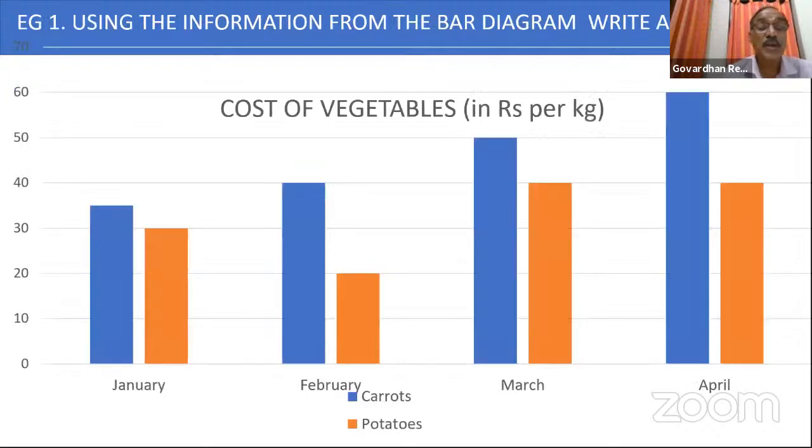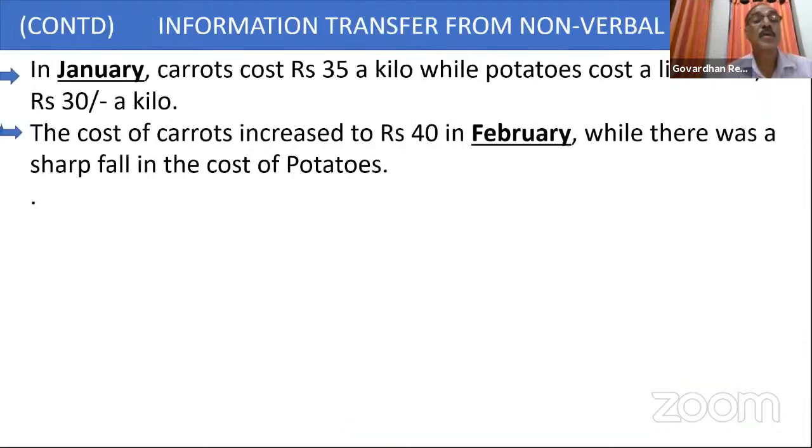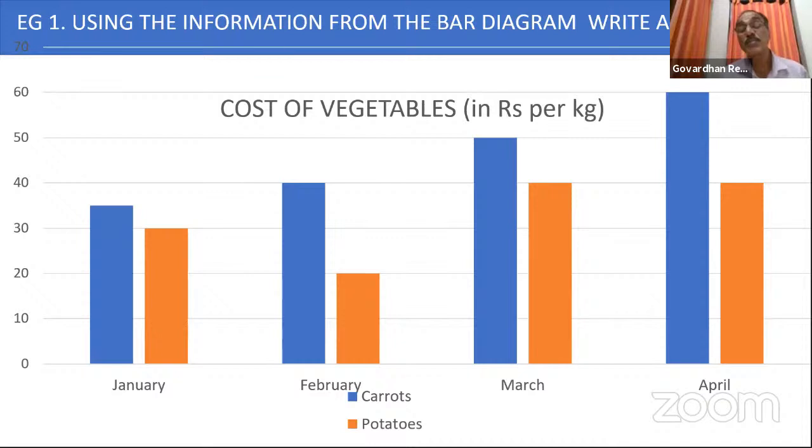Now coming to the bar graph again, see the month of February. In February, you can find that the cost of carrots has shot up to 40. From 35, it has become 40. Likewise, the cost of potatoes has decreased from 30 to 20. On that, you can write one line: the cost of carrots increased to 40 in February, while there was a sharp fall in the cost of potatoes. Now coming to the third month, March. In March, the cost of carrots has still risen to 50 rupees per kg, while the cost of potatoes has also increased from 20 to 40 rupees. The rate was doubled.